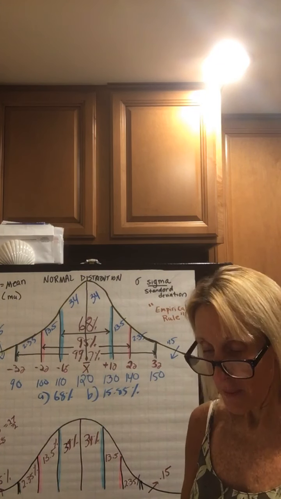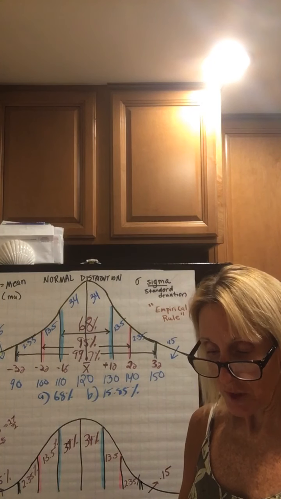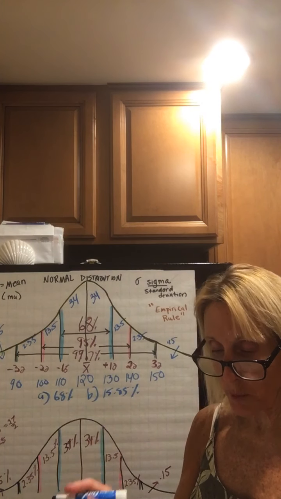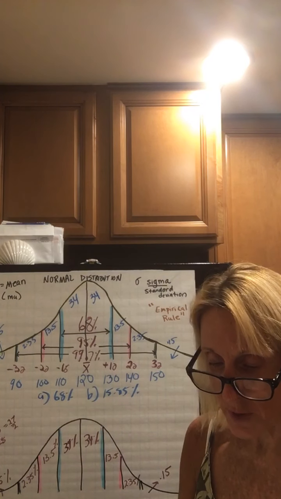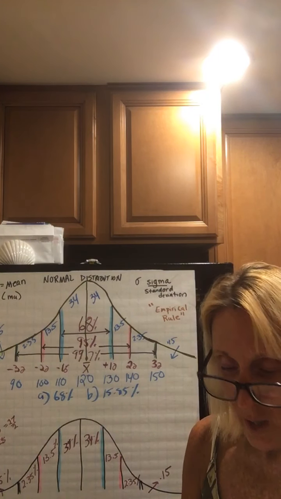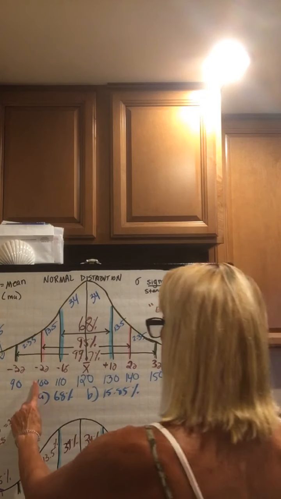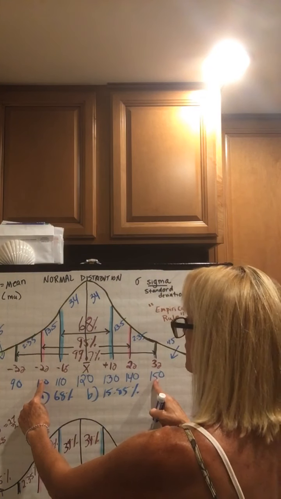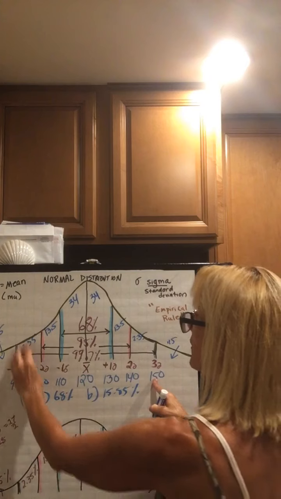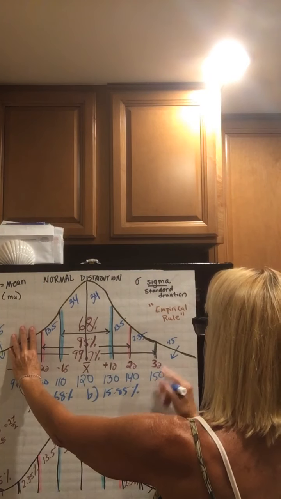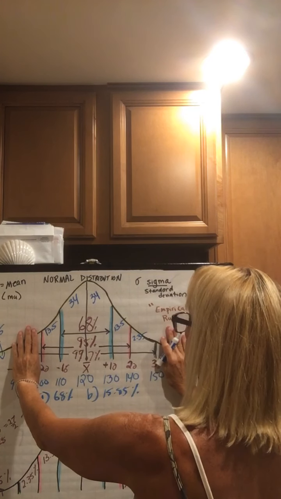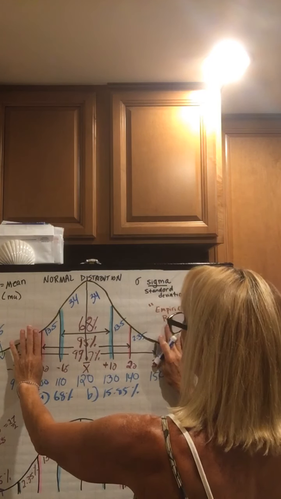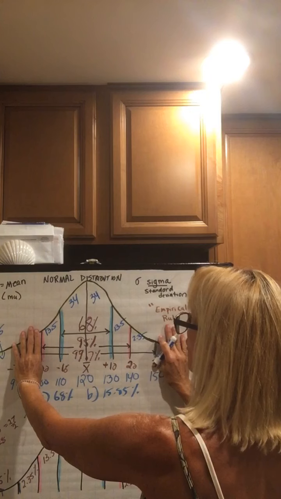Okay, then for C. C says how many, it doesn't say percent, so this one's important, are within the limits between 100 and 150. So here's 100, here's 150. I want you to watch how I do the math here. 100 to 150. So 150 is right here. So, well, actually, it's not going to be what I thought. So I'm just going to add all those up.